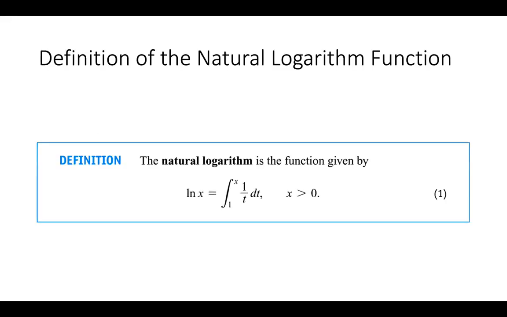All right, and here it is. This is the definition of the natural logarithm function. That function is given by natural log of x equals the integral from 1 to x of 1 over t dt. Notice that x has to be greater than 0, and that's because the function 1 over t is undefined at t equals 0. So we would have a little problem if we tried to define this integral or this function for x equals 0 or for x equals any negative number.